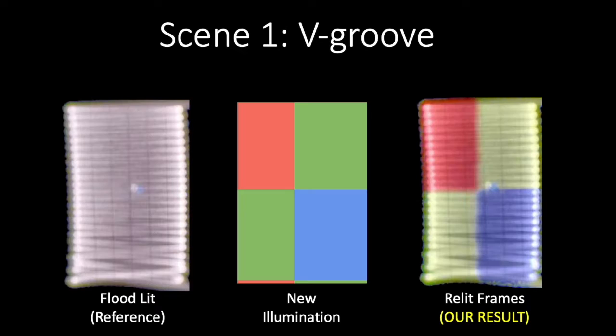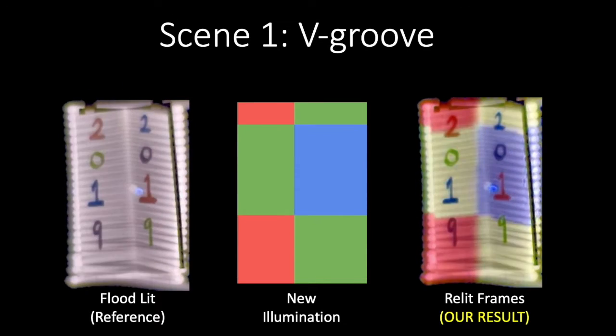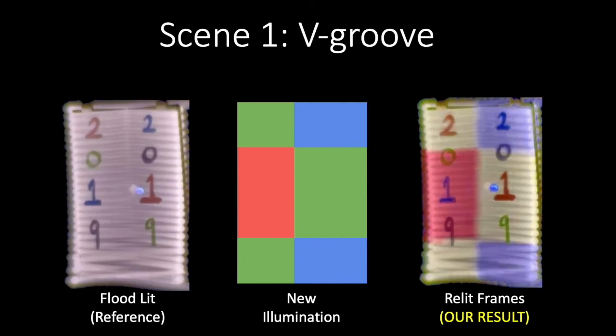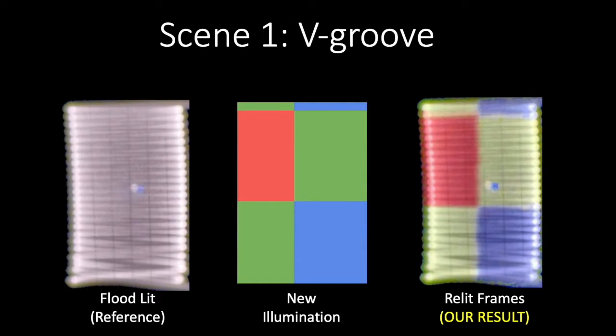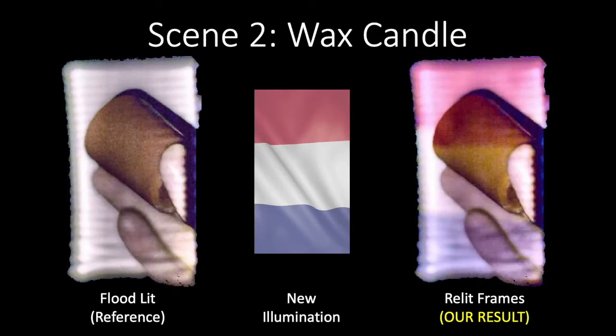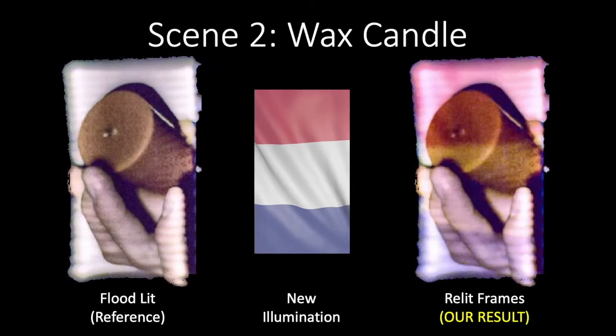Beginning with relighting of dynamic scenes, we reiterate that in all of our results, the floodlit scene shown as a reference is also a result of our method. Here we show a V-groove being relit with a moving color checker pattern. Note that when the V-groove closes, there are brightening and color bleeding effects due to global illumination. Now we show a wax candle being relit with a colored flag. Note the change in color of the fingers and the candle at the color boundaries.